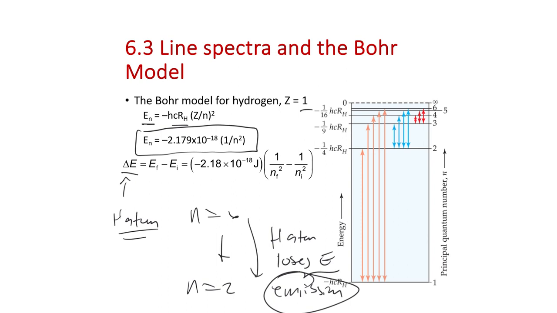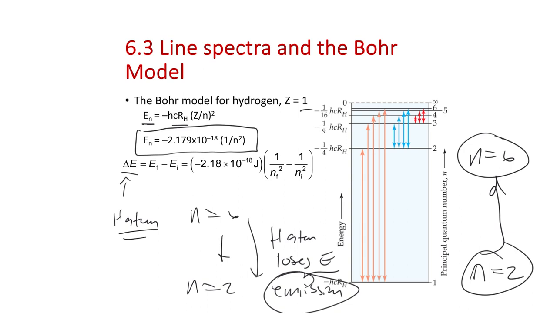And then if you have the opposite, imagine you have hydrogen in n equals 2 and you want it to transition to n equals 6. Then the atom would have to absorb energy. We would have the absorption of energy. So we have to have energy absorbed to go upward.